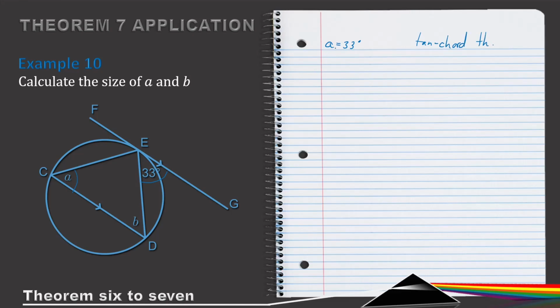Okay, and then we've got B. Now what we are also given is that these lines run parallel to each other, meaning that B and the 33-degree angle, which forms a Z, are alternate angles, so B is also equal to 33, and our reason is alternate angles, as FG is parallel to CD.